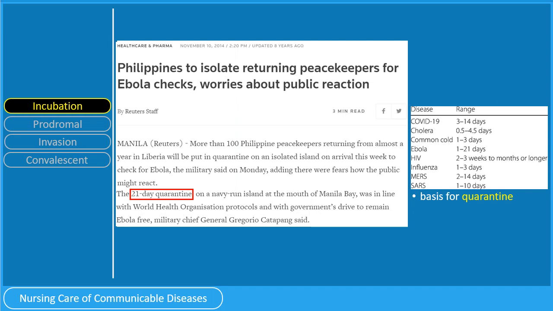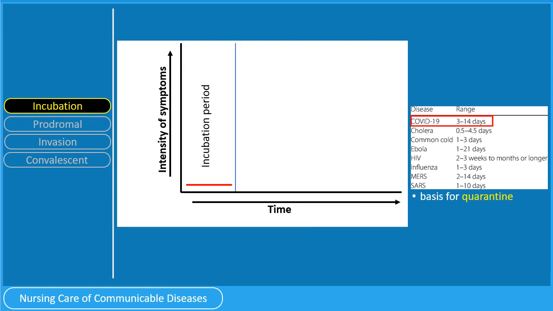Going back to Ebola as our example, individuals exposed to it may be quarantined for 21 days. You may remember as well that early COVID protocols require quarantine of contacts for 14 days. For the virus that causes COVID-19, its official name is SARS-CoV-2, researchers have found that the typical incubation period is about 5 days. About 97% of the people who get infected and develop symptoms will do so within 11 to 12 days, and about 99% will develop within 14 days. So that 14 days quarantine period was based on that incubation period.